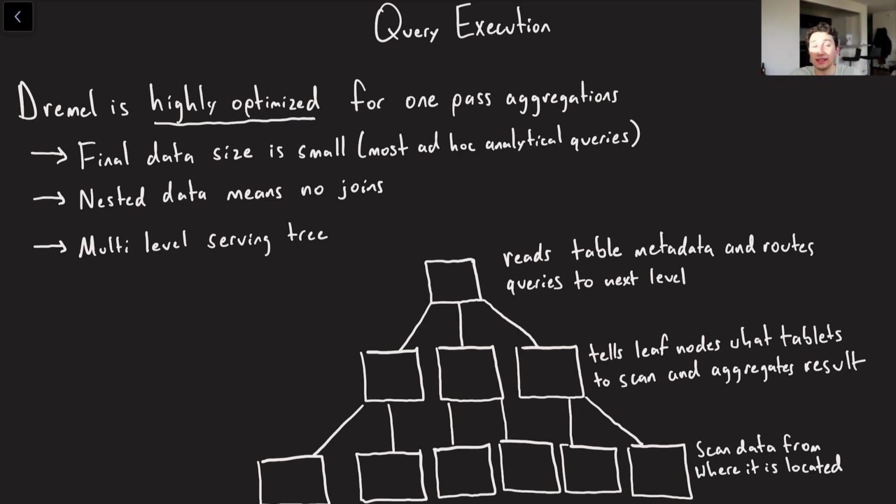And so it's important basically that the final data size, or basically the cardinality of our data at the end of it, is going to be small. That is going to be what works best with these kind of query trees.